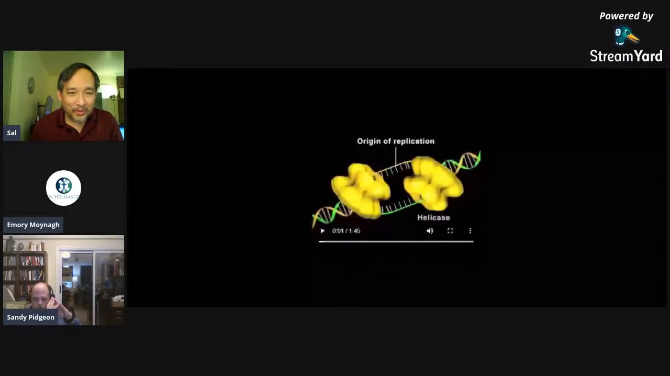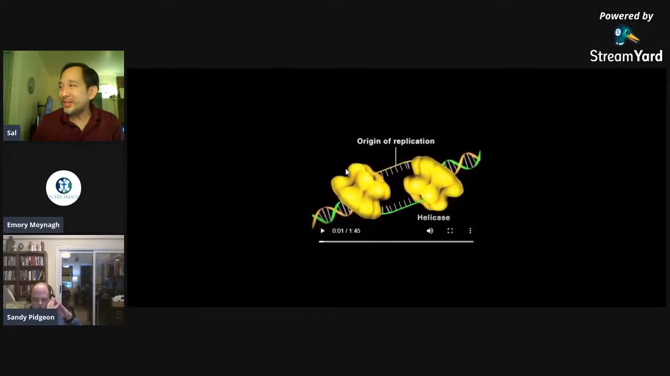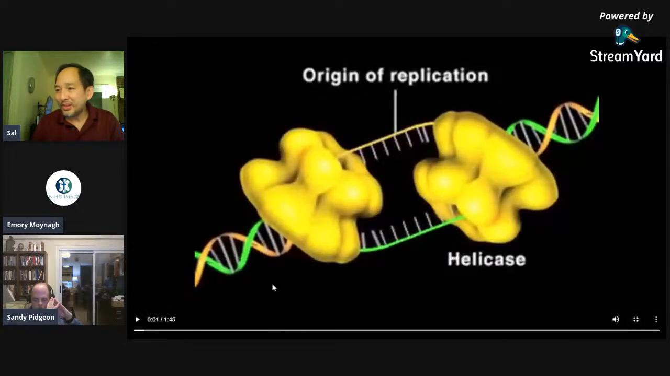Okay, this is an enzyme, and I'm going to explain it, but it's just good to see visually how this machine works.